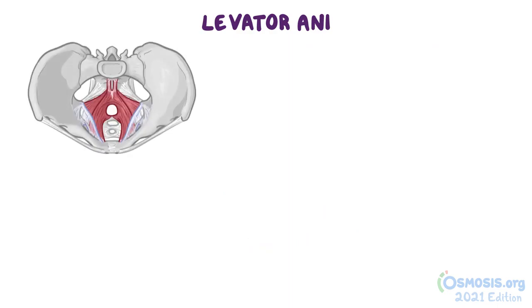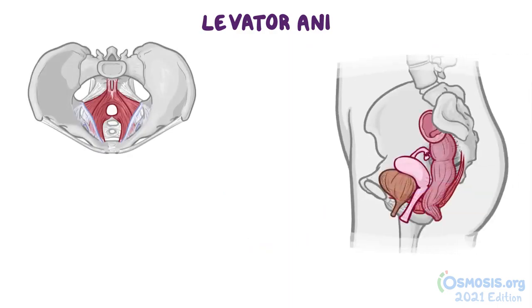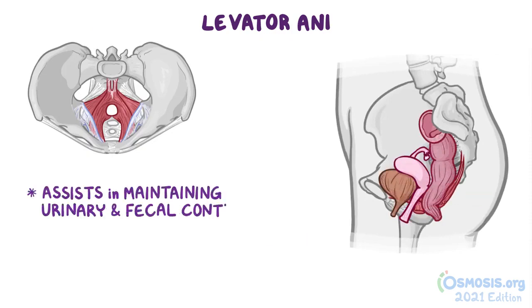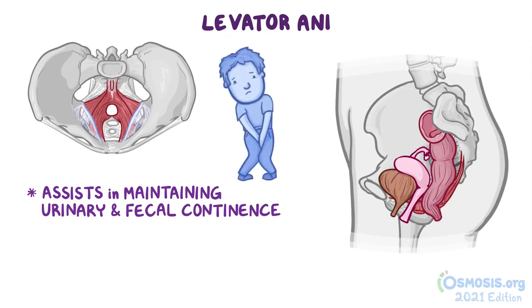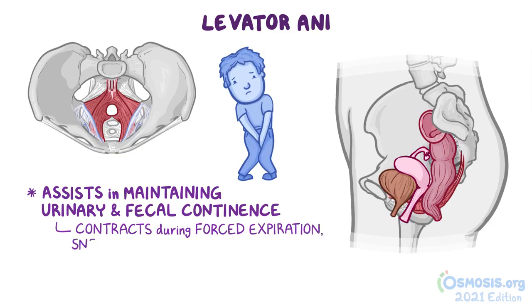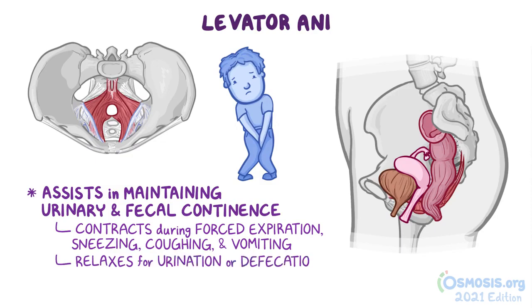The levator ani forms the dynamic floor that supports the abdominopelvic viscera. And most of the time, it's contracted to assist in maintaining urinary and fecal continence. So basically, it helps us hold it in until we can get to the bathroom, or a bush where no one's looking. It also contracts during forced expiration, sneezing, coughing, and vomiting to increase viscera support during times of increased intra-abdominal pressure. And finally, it relaxes in order to allow urination or defecation.